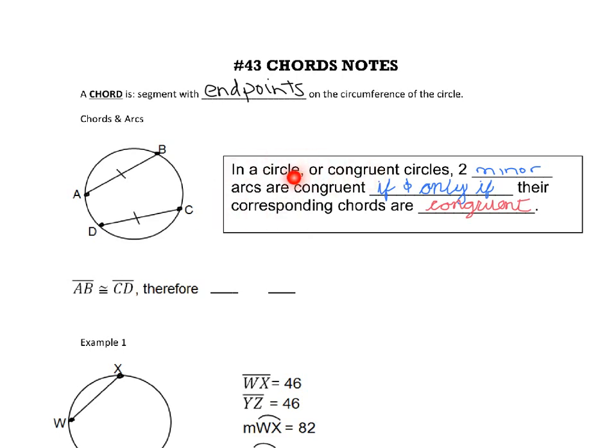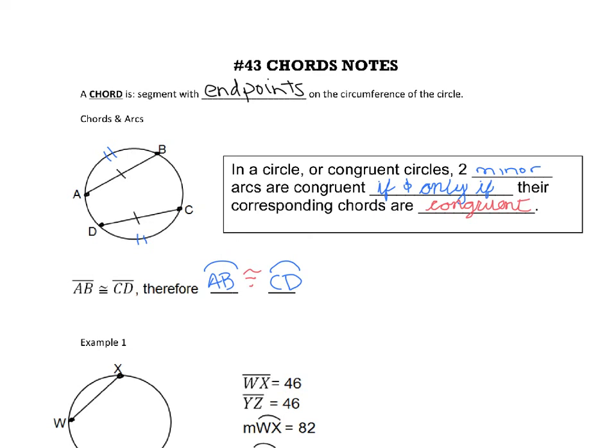In a circle or congruent circles, two minor arcs are congruent if and only if their corresponding chords are congruent. So if you notice here in our picture, chord AB and chord CD are marked as congruent. What that justifies to us is that arc AB would be congruent to arc CD. So these two arcs' measurements would be congruent since their chords are congruent.